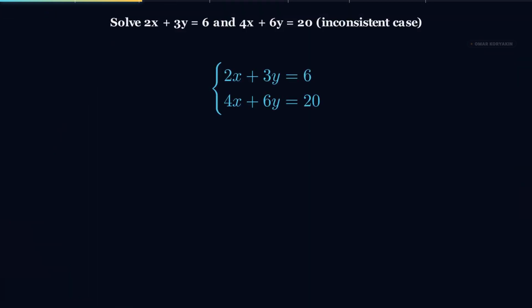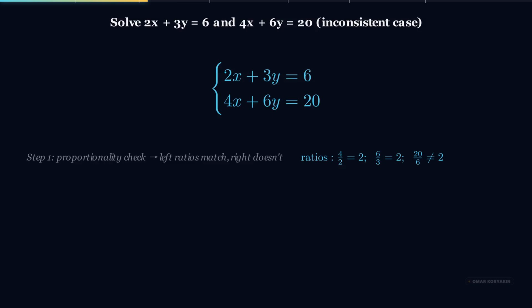Solve the system 2x plus 3y equals 6 paired with 4x plus 6y equals 20 using the elimination method and identify the special case if any. Step 1. Run the proportionality check. The coefficient ratios are 4 over 2 equals 2, 6 over 3 equals 2. The ratios of x and y coefficients match. Now check the constants: 20 over 6 equals 10/3, not equal to 2. So the left side ratios match but the right side ratio does not. This signals the inconsistent case with no solution.